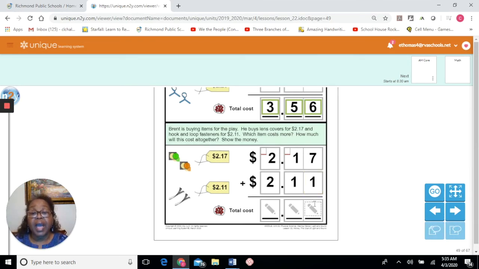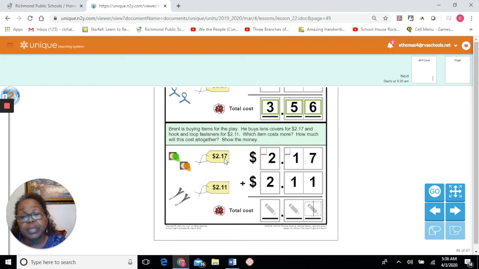Brent is buying items for the play. He buys lens covers for $2.17 and hook and loop fasteners for $2.11. Which item costs more? All right, start with the dollar value. When you're trying to compare for price, which is more, start with the dollar value. But we're trying to get tricked. Here we have a 2 and a 2. That's the same. We can't make a determination.